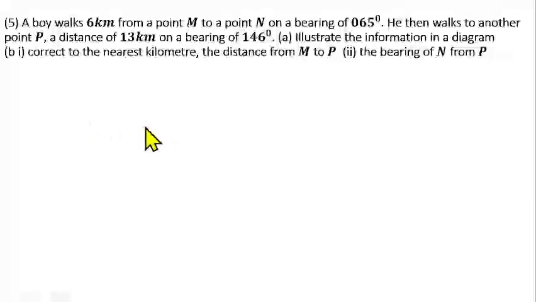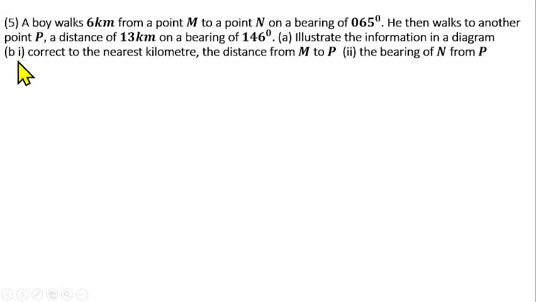Question number 5 is from bearing. It's from bearing and distance. We are told that a boy walks 6 kilometers from a point M to a point N on a bearing of 65 degrees. He then walks to another point P, a distance of 13 kilometers on a bearing of 146 degrees. We are told to illustrate the information on a diagram.